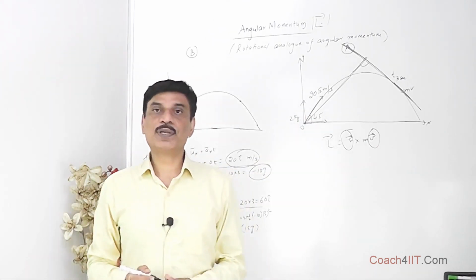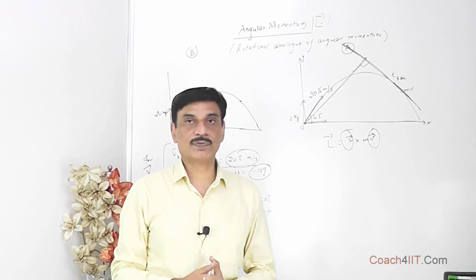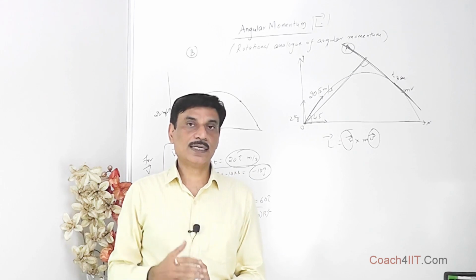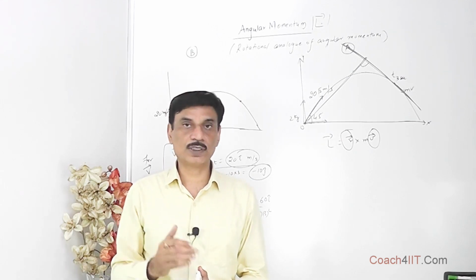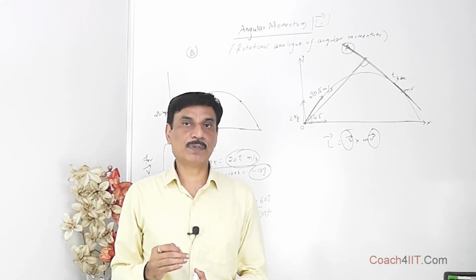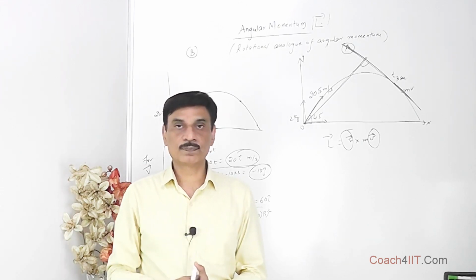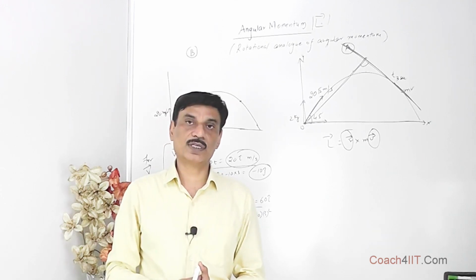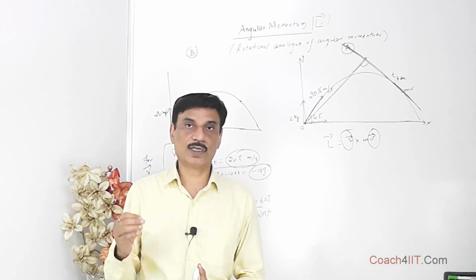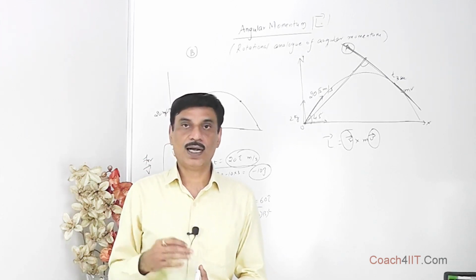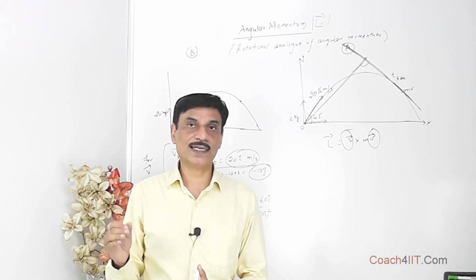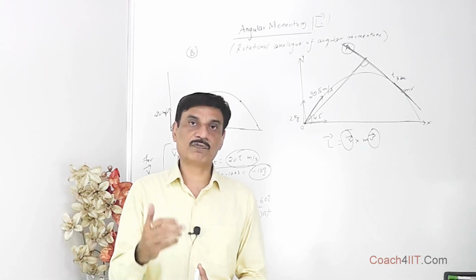In projectile motion, as we did earlier, we break this velocity into two parts: one along the x-axis, the other along the y-axis. Acceleration along the x-axis is equal to 0 because there is no force along the x-axis, and along the y-axis it is 10 meter per second square in the downward direction. This is motion under gravity, where g is taken as 10 meter per second square for ease of calculations.